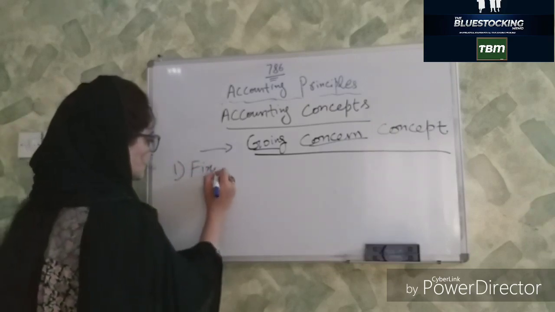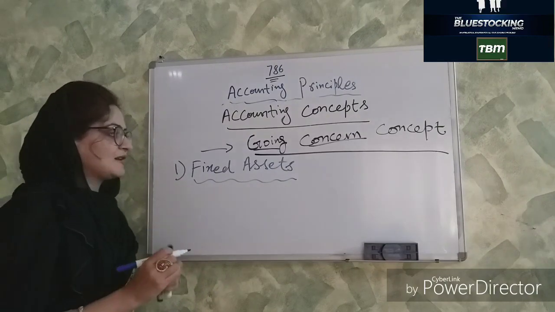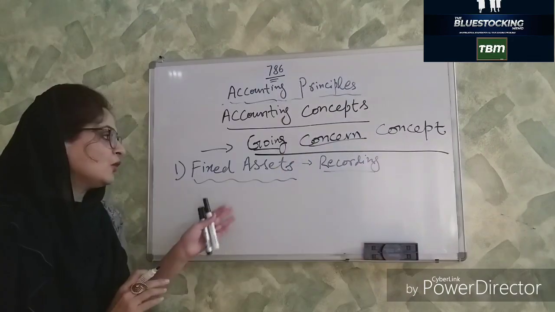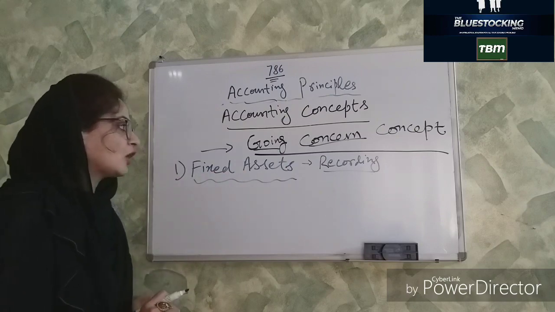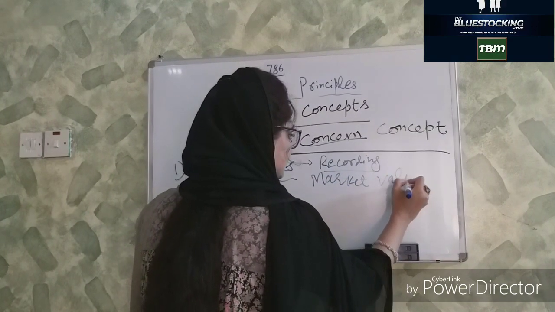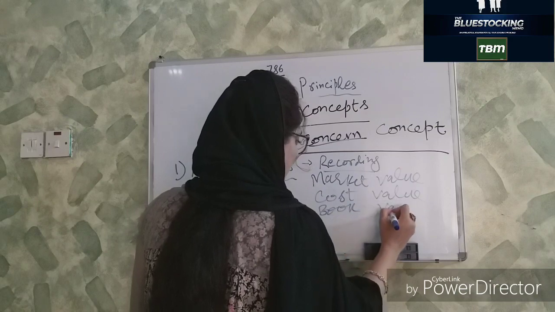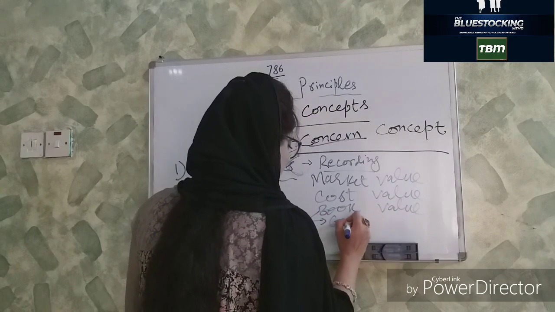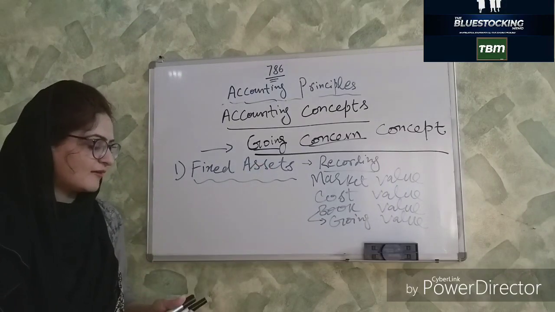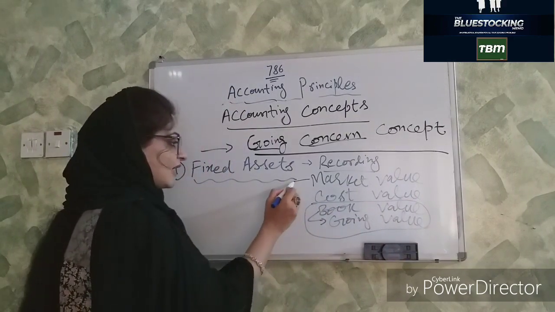Firstly, I will talk about the fixed assets, the recording of the fixed assets. How would we record our fixed assets according to the going concern concept? As you know, there is a market value of every asset, and there is a cost value, and there is a book value, which we can also call a going concern value. So, according to the going concern concept, we will take into consideration the book value or the going concern value, regardless of the market value.